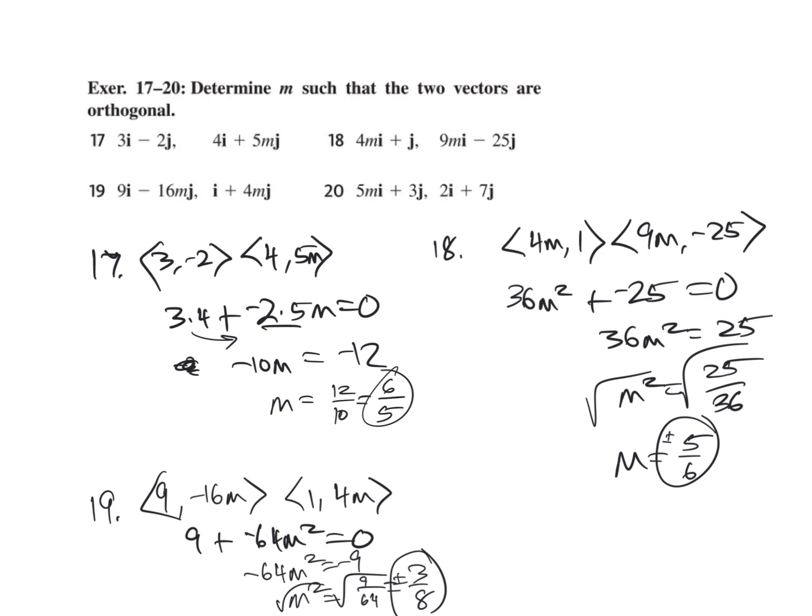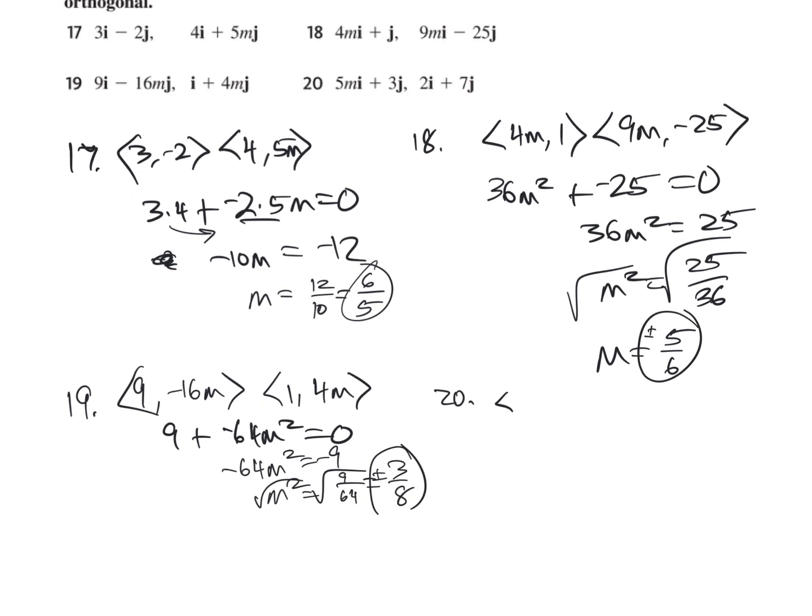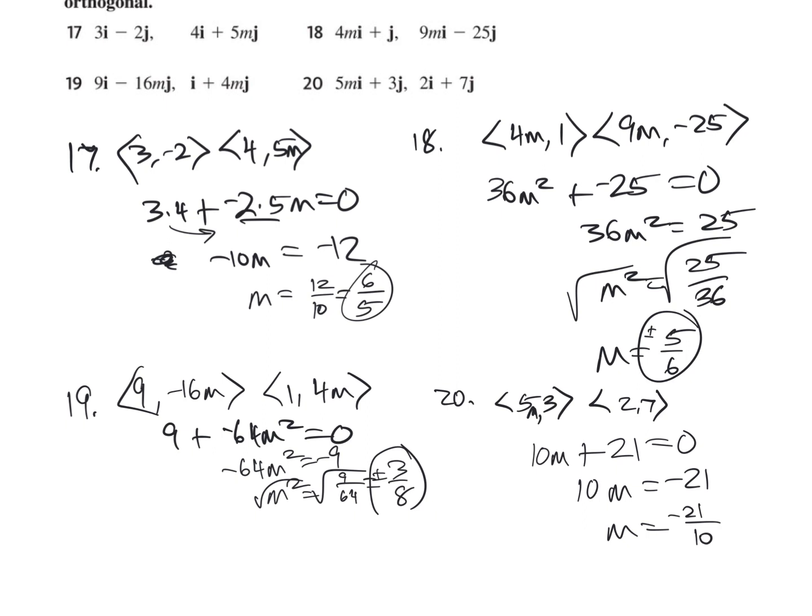Okay, now number 20. Put this up just a little. We get our vector 5M, 3, and then we have 2, 7. So 5M times 2 is 10M, 3 times 7 is 21, and that has to equal 0. Subtract the 21, divide off the 10, and negative 21 tenths is your answer.